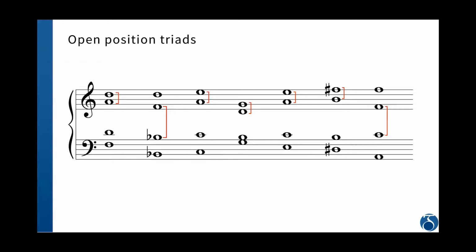So here I have a fourth, which makes this D on top my root. Here it's a fifth, so the root is B flat. And I can identify my roots quickly by simply finding the fourths and fifths and taking the upper note of the fourth or the lower note of the fifth. And that gives me all of my roots that are circled here.